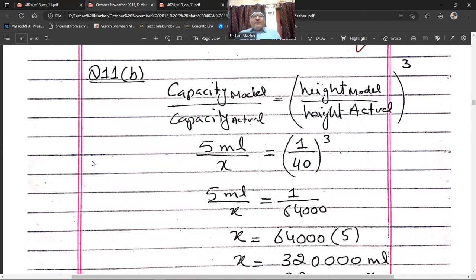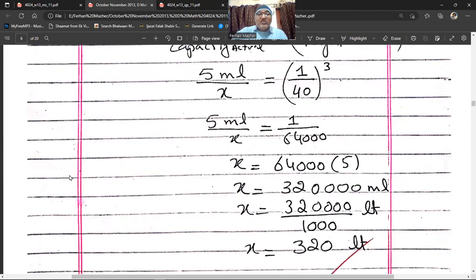power 3. You remember when you studied chapter number 12, similar solids, there you learned that for solids which are similar to each other, the ratio of their volumes, V1 by V2, is equal to L1 by L2 whole cube. Capacity 1 by capacity 2 is equal to length 1 by length 2 whole cube. So 5 ml divided by x is equal to 1 by 40 whole cube. So 5 ml divided by x will be equal to 1 by 64,000, cross multiply.